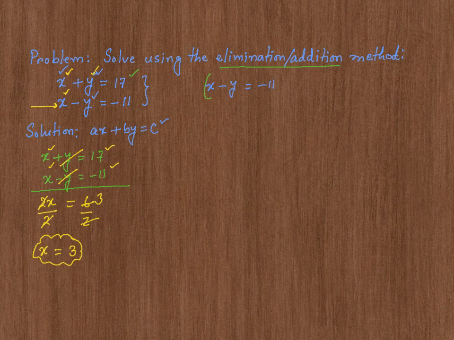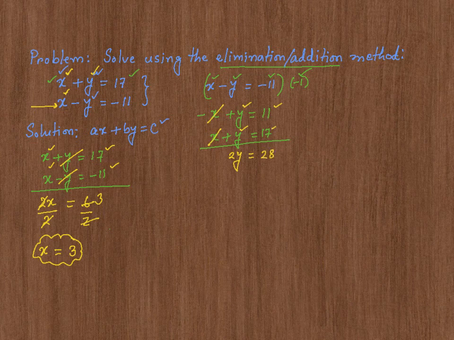I multiply both sides of this equation by -1. So this is my way of saying I am multiplying by -1. So -1 times x is going to be -x. -1 times -y is going to be positive y. And that is going to be equal to -1 times -11, which is positive 11. Now I am going to take this equation and add it to this one, which is x plus y is equal to 17. On the left hand side, the negative x and positive x cancel out, and y plus y is 2y, and on the right hand side 11 plus 17 is 28.